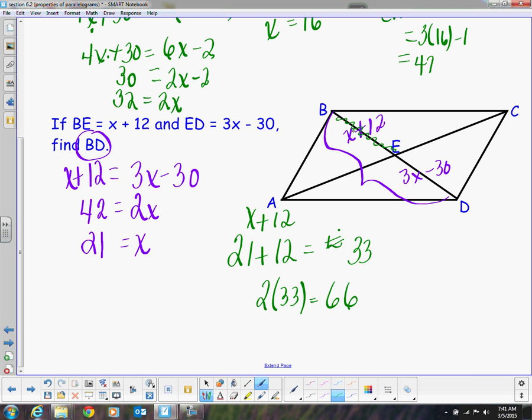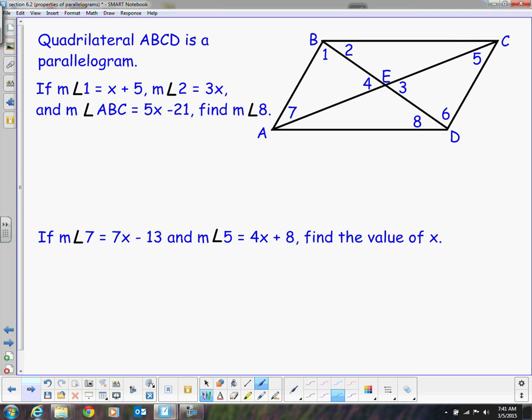You could have put 21 here, you could have put 21 there, you could have added them together, you could have put 21 here, doubled that one. Lots of different opportunities. All right, so now I'm telling you, look at this picture.